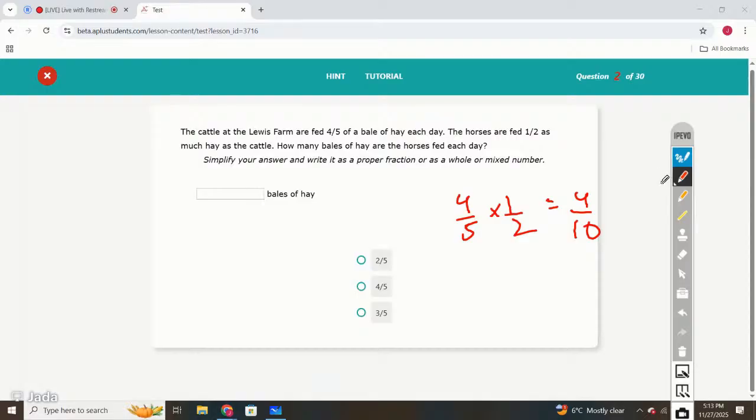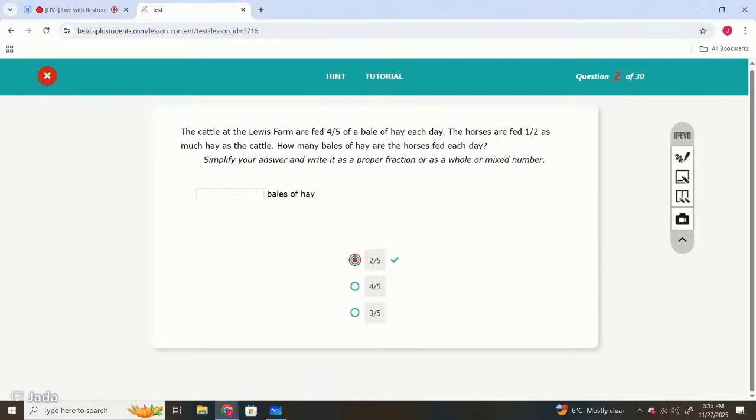The correct option is 4 by 10. So we can write the answer in simplest form. Divide them by the common factor, that is 2. So that is 2 by 5. The correct option is 2 by 5.